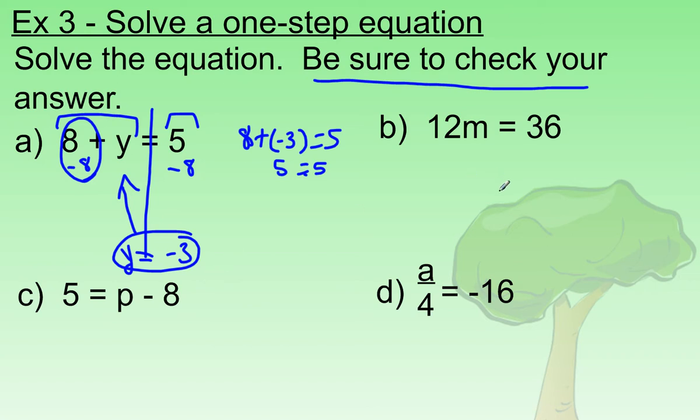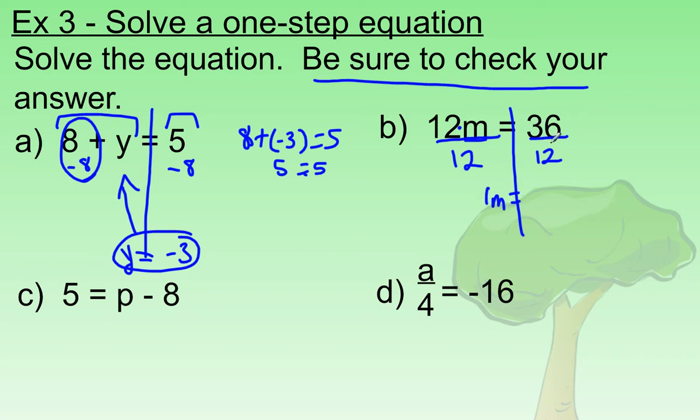So the goal is you're always going to do the opposite of what's happening to the variable. My letter B. So I draw my line down to separate my two sides. This is my variable, and my variable is being multiplied by 12. The opposite of being multiplied would be to divide. So if I divide both sides by 12, my variable will be by itself. Because watch this. 12 divided by 12, just dividing the number apart. 12 divided by 12 is 1.